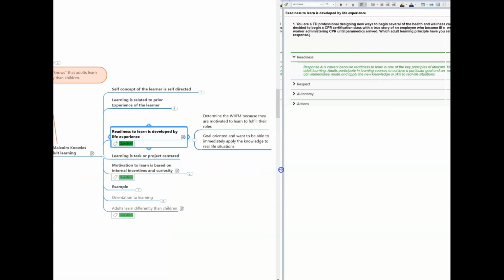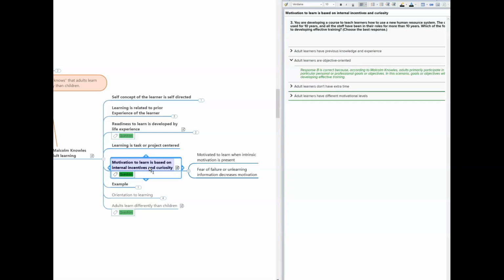Adults participate in learning courses to achieve a particular goal and are most ready to learn when they can immediately relate and apply the new knowledge or skills to real-life situations. Learning is task or project-centered. The motivation to learn is based on internal incentives and curiosity. Question.